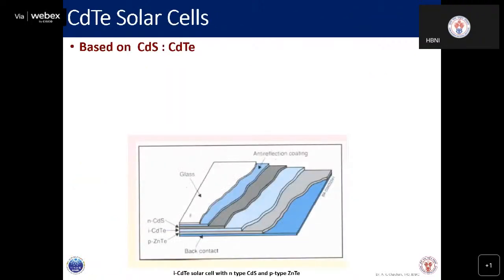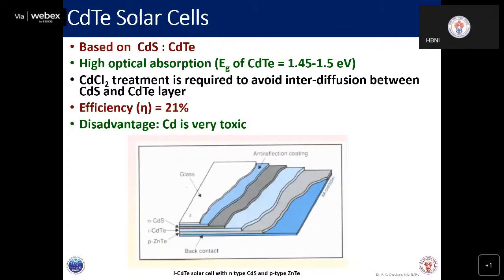Then comes the CdTe cadmium telluride solar cells, where also you see it has two materials, cadmium sulfide and cadmium telluride. You use cadmium sulfide, which is n-type material, then cadmium telluride, which is intrinsic, and then for p-type you use a layer of zinc telluride. So you have a zinc telluride layer, a cadmium telluride intrinsic layer, then a cadmium sulfide layer, which is n-type. Then on one side you will have glass, and on the other side you have a back contact.